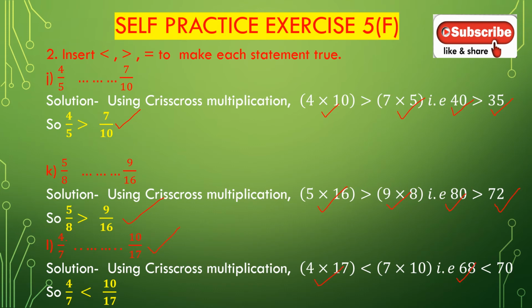And multiply the numerator of 10/17 with the denominator of 4/7. Multiply numerator 10 with denominator 7. 10 multiplied with 7 is 70. So 68 is less than 70. So 4/7 is less than 10/17.